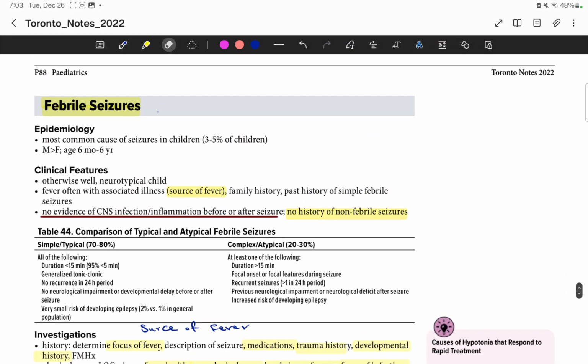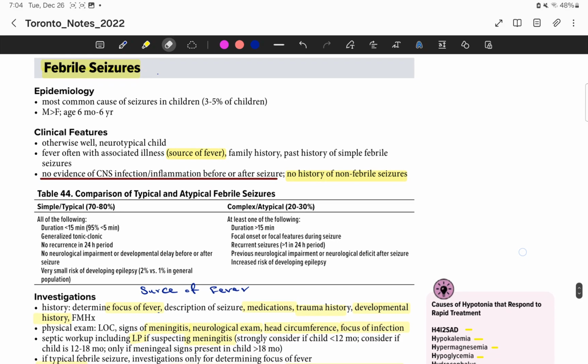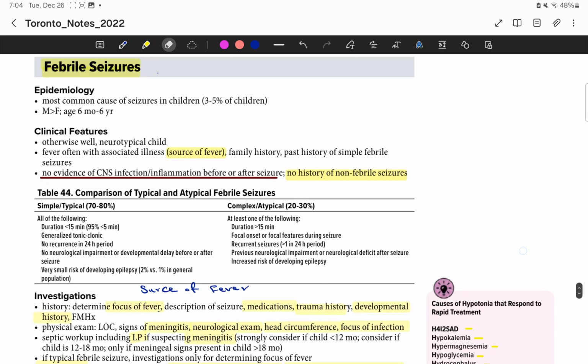Hello guys, let's talk about febrile seizure. So febrile seizure is a seizure because of the fever. So simple. The source of the fever should be found in order to know what's going on. So no evidence of central nervous system infection or inflammation before or after the seizure, and no history of non-febrile seizure.